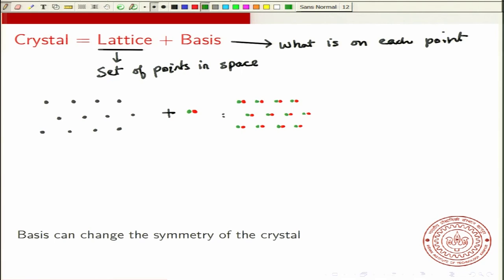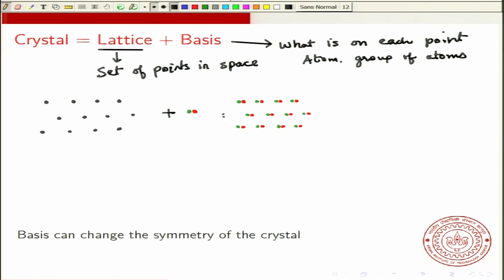Okay, so this becomes my crystal. The crystal consists of some basis and some lattice. Now this basis can be either an atom or a group of atoms. So you might put one atom or you might put a whole set of atoms, a pair of atoms and so on.